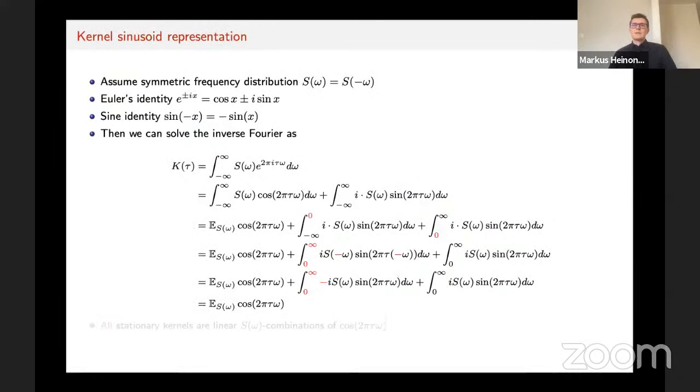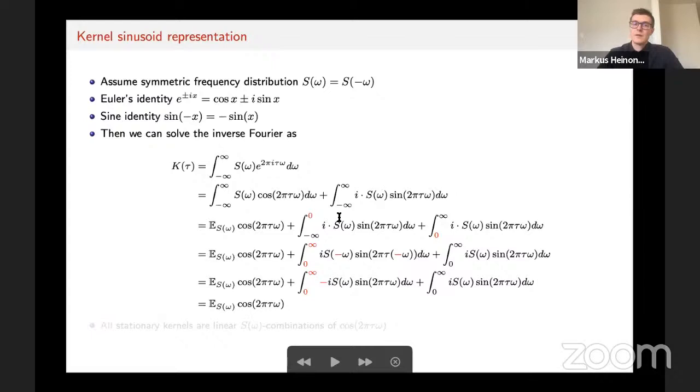Okay, so let's try to simplify these equations down a bit. We can make a bunch of assumptions and define some basic identities. First of all, we assume a symmetric frequency distribution, which means that the amplitude of both negative and positive frequencies are the same. This is quite a mild assumption. We also have the Euler identity and the sine identity, which means that inside the sine, we can take a minus outside. Now we have all the tools to simplify the inverse Fourier into a much simpler form. In this set of equations, the first line just repeats the inverse Fourier. The second line applies Euler's identity, which places the cosine and sine and the imaginary unit here.